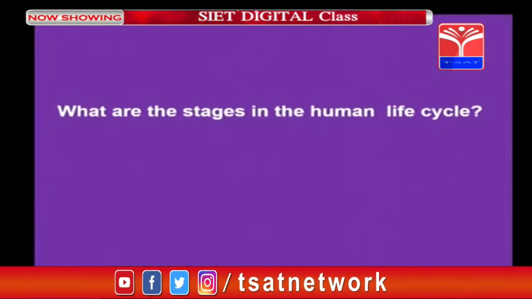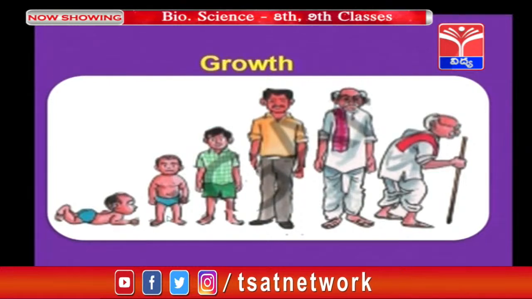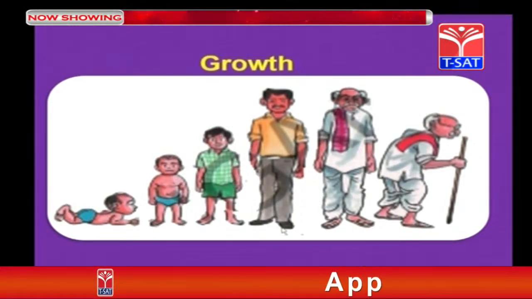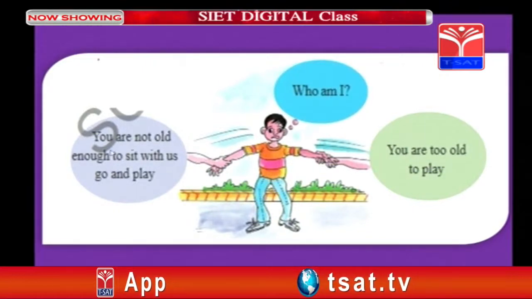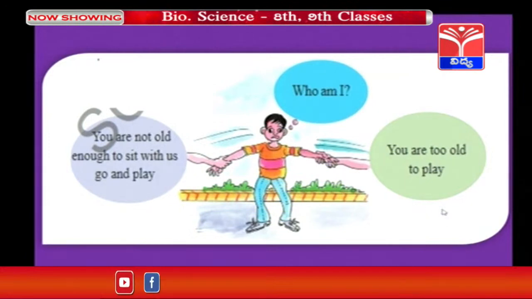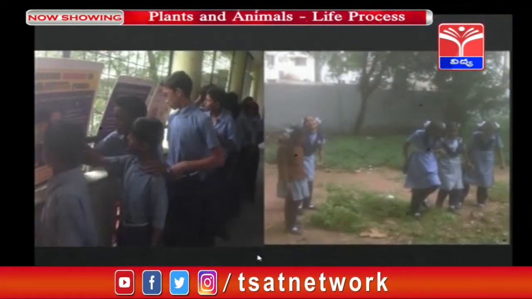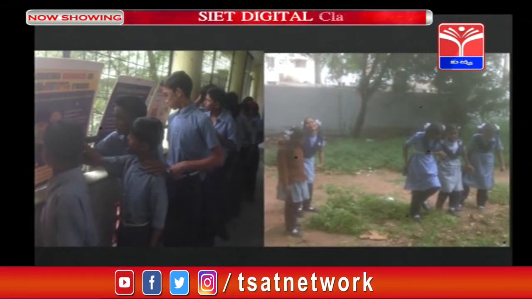The stages in the human life cycle: infancy, childhood, adolescence, young age, middle age and old age. Can you help this guy? Elders are saying that he is not an elder to sit along with them. Youngers are saying that he is too old to play with them. Then what is this stage? This is the adolescence stage.